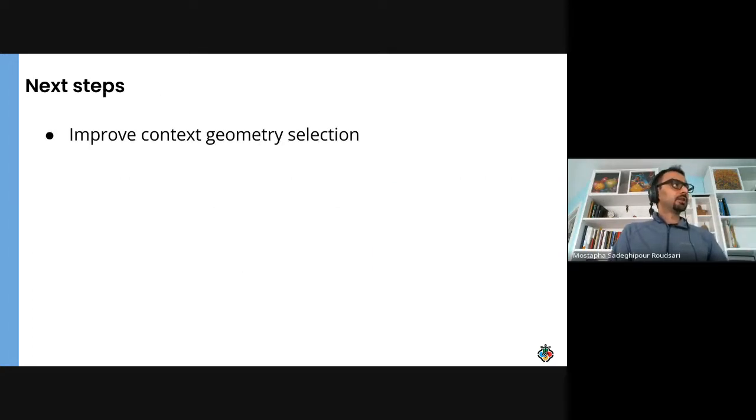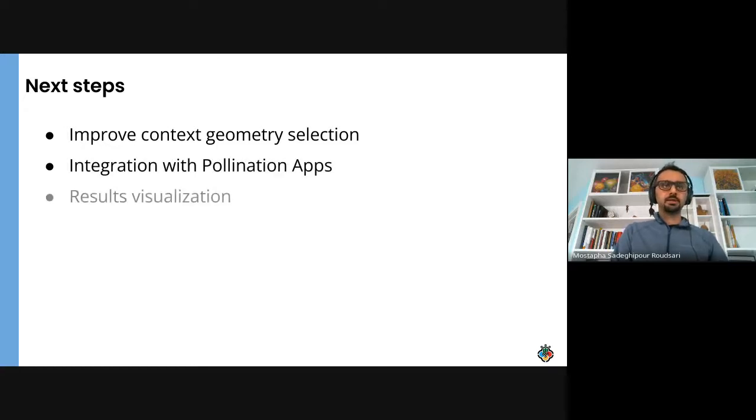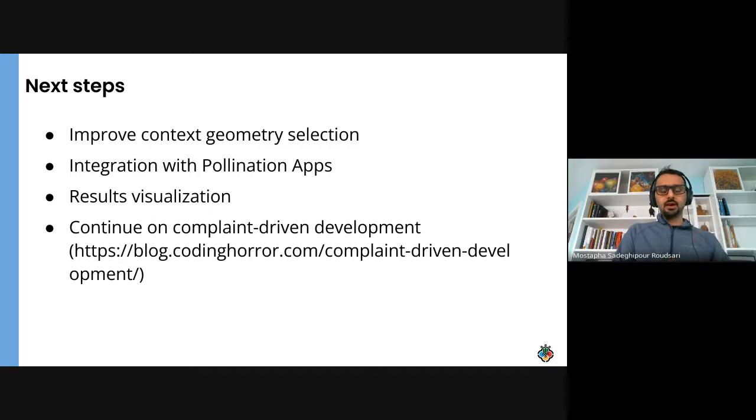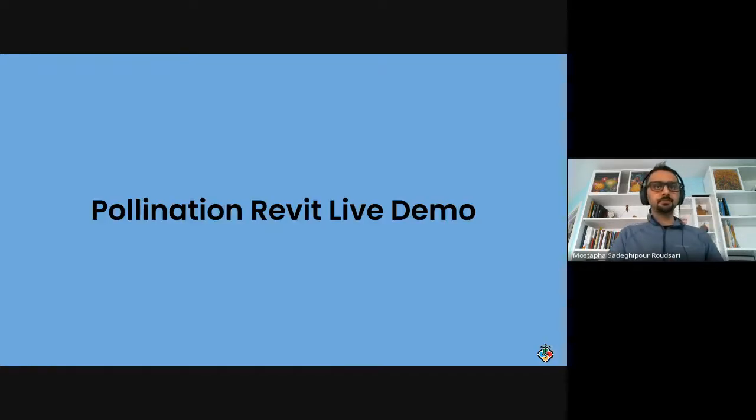So we want to improve context geometry selection. We want to start integration with Pollination apps for Revit. And as part of that, we will work on better result visualization and documentation inside Revit, and of course, whatever you want to happen and is important to you.